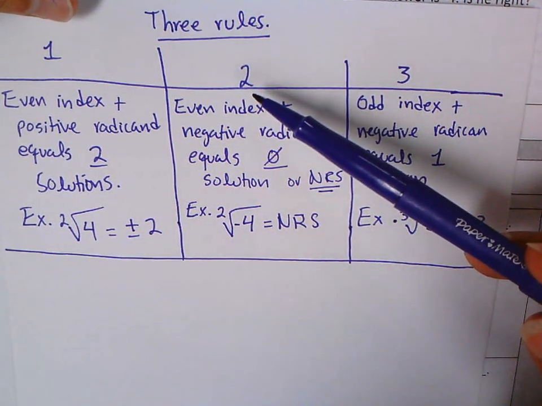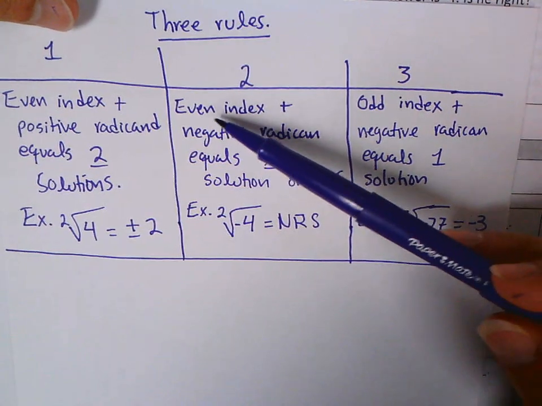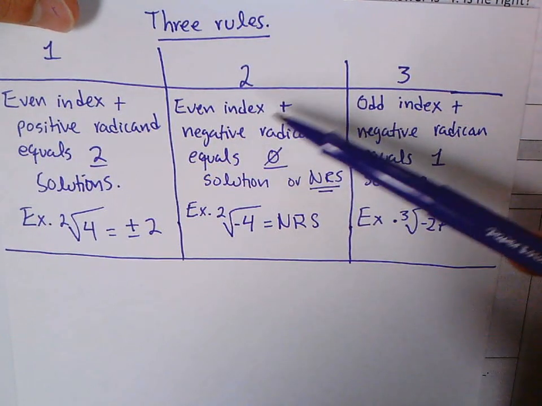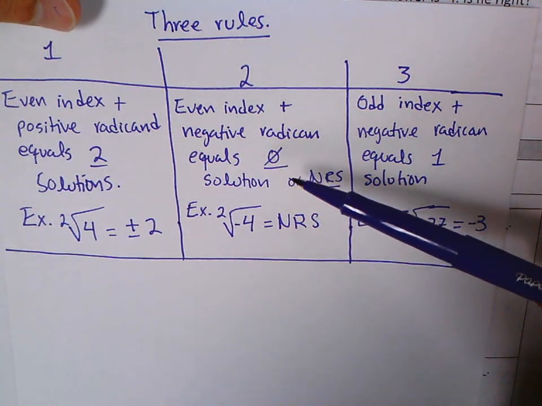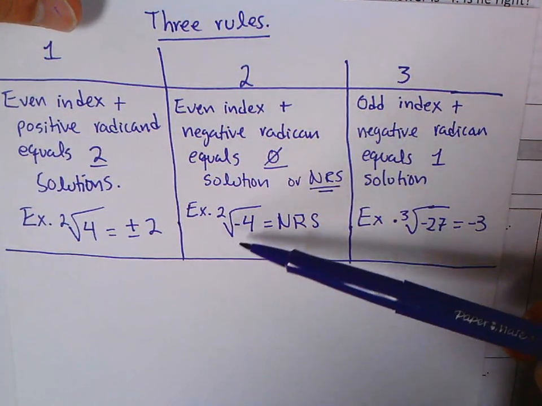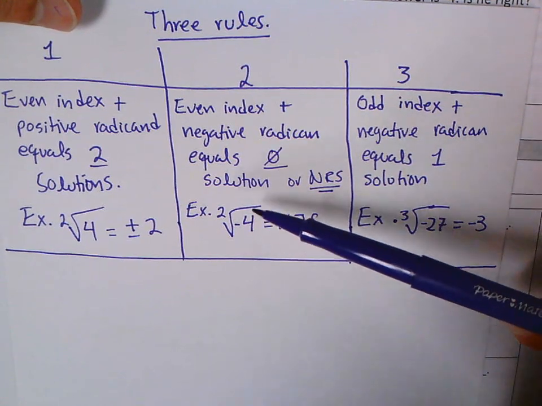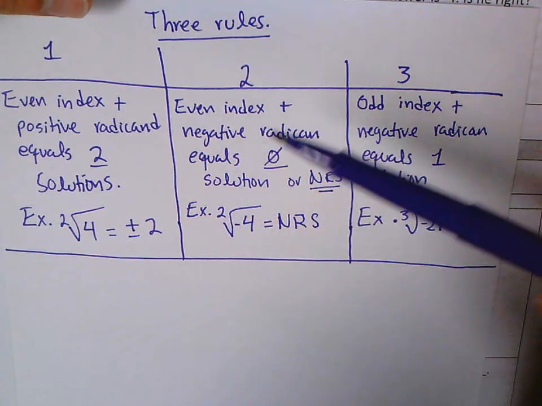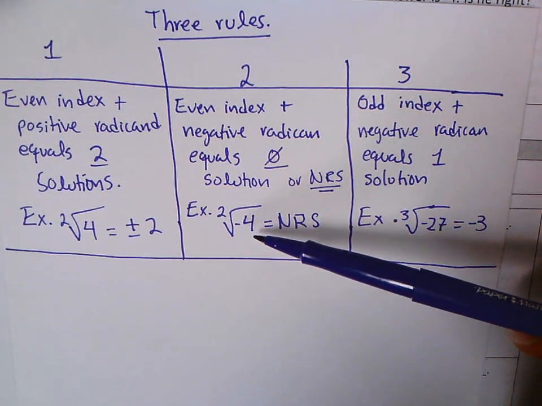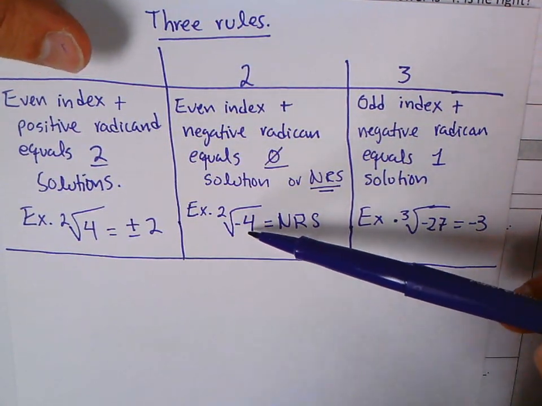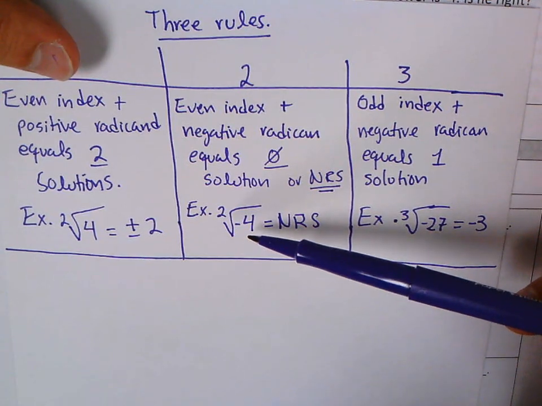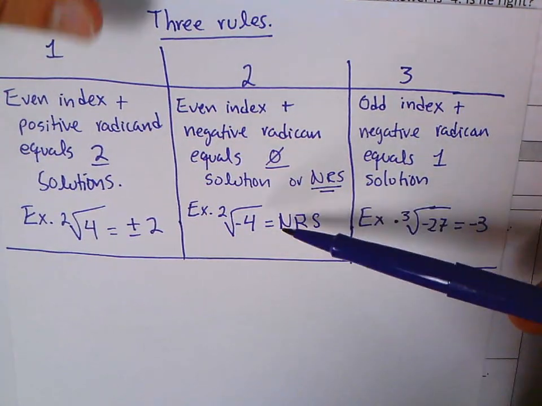Well, rule number 2 says something else. It says if I have an even index and a negative radicand, then I'm not going to have any solutions. Because if I think about this, now I have the square root of -4. Well, is there any number that I can multiply by itself 2 times that will give me -4? And the answer is no.